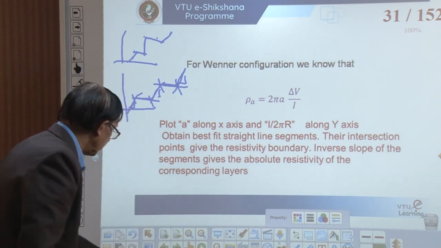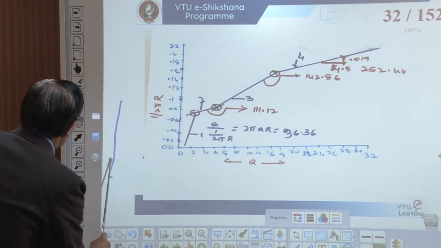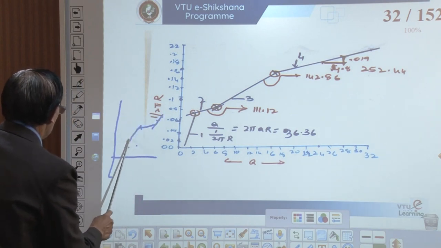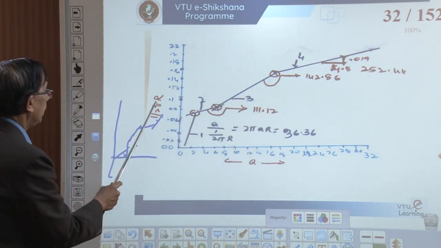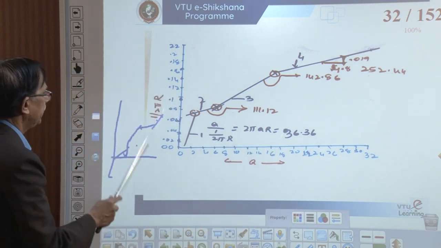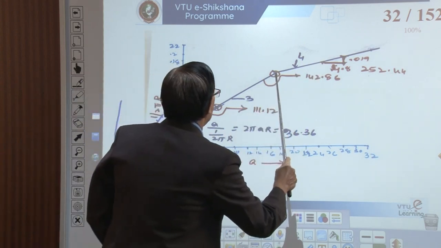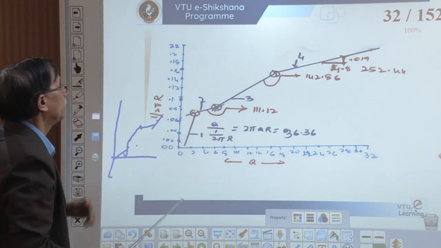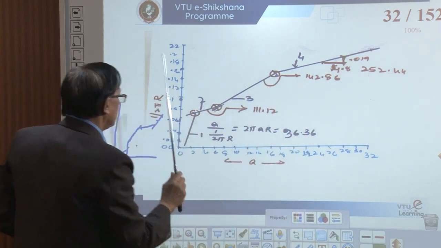So, using this method, now we shall try. How have we done this? We had a number of points, and we have plotted them like this. We have 1 upon 2 pi R and A along the X axis and this Y axis. These are the points, and I got several truncation points, or sudden changes in the slope of the curve, and here to here is a best fit straight line.